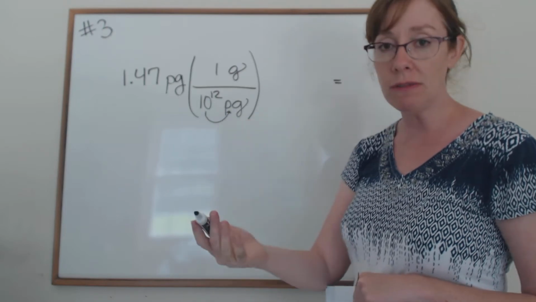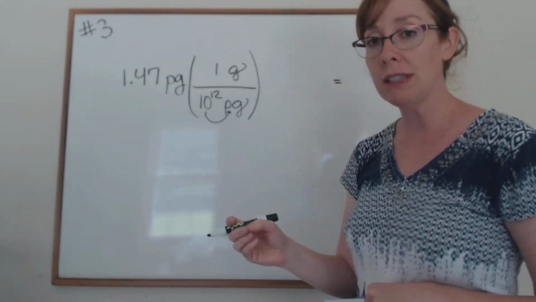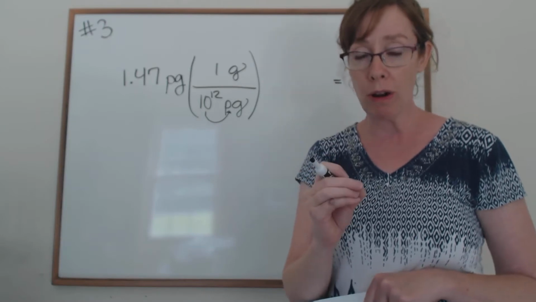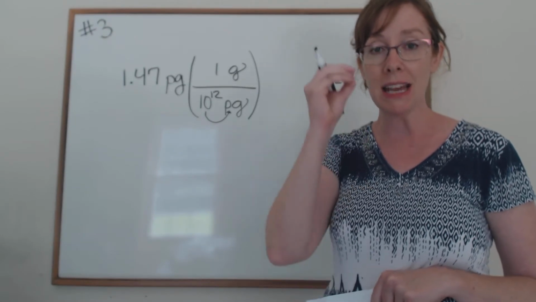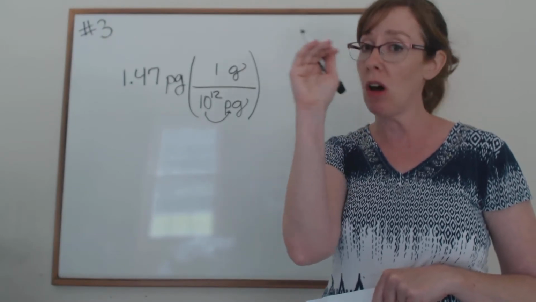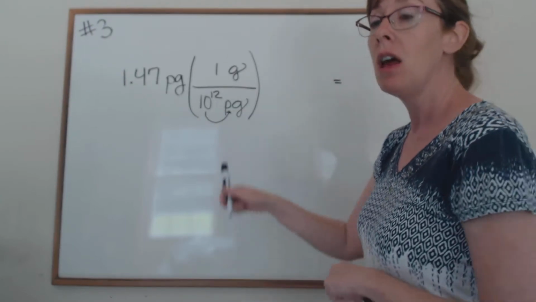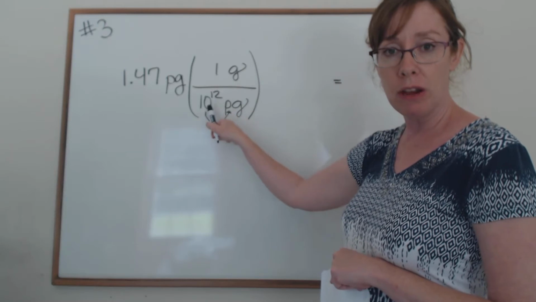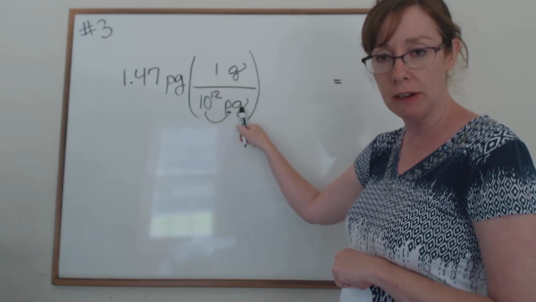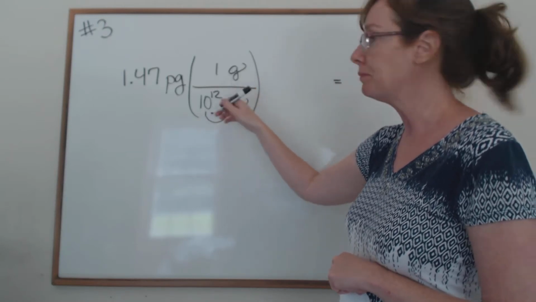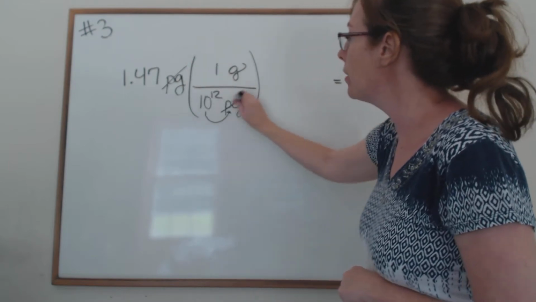If you've trained yourself to do it the other way, where you're saying that 1 picogram, which would go on the bottom, is 10 to the negative 12th grams, which is also a true conversion factor, you can do that. You will get the same answer. But this is just how I do it. There are 10 to the 12 picograms, they're very small, in 1 gram. That will cancel out picograms.